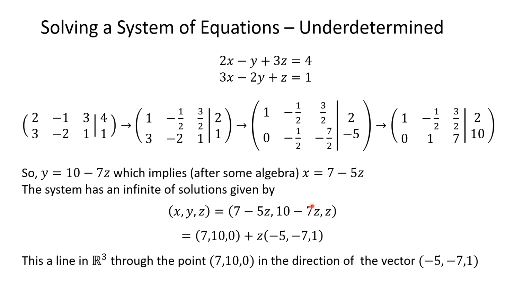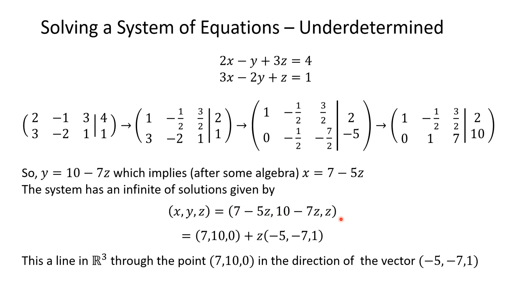And so our solution set, x, y, and z, is of the form x equals 7 minus 5z. I put that in here for x. Then substitute in 10 minus 7z for y, and then just put z in here. z is the free variable, and we could have made it x or y, but the way we solved it here, we made z the free variable.